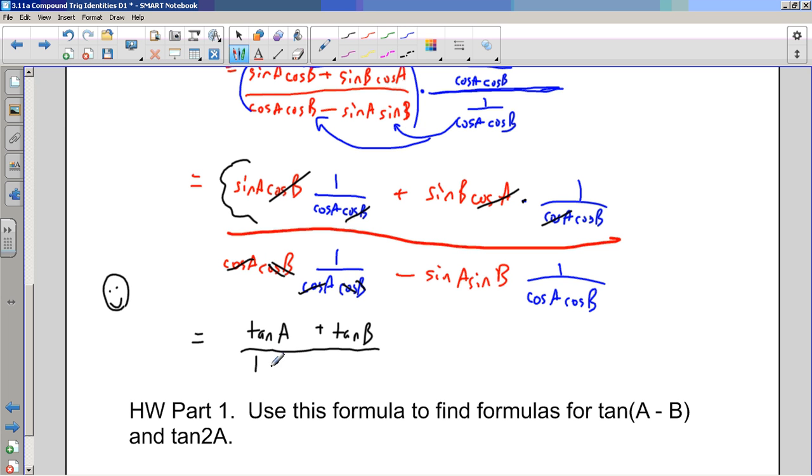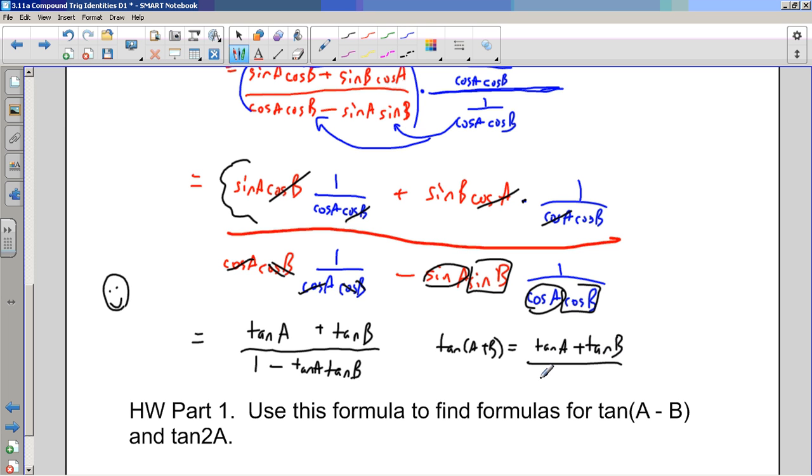And then I write down the minus sign. And what have I got here? Nothing cancels. So this one isn't as pretty, but look what I got. I got sine A divided by cos A, sine B divided by cos B. And there's my formula. Believe it or not, this is actually the formula. It's not that much nicer than the original, but doable. This is doable.